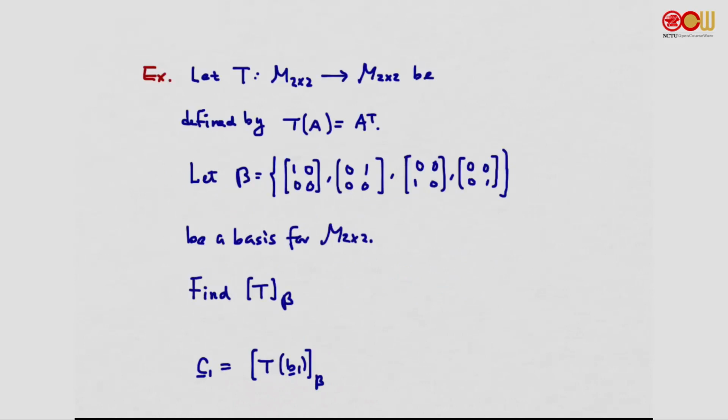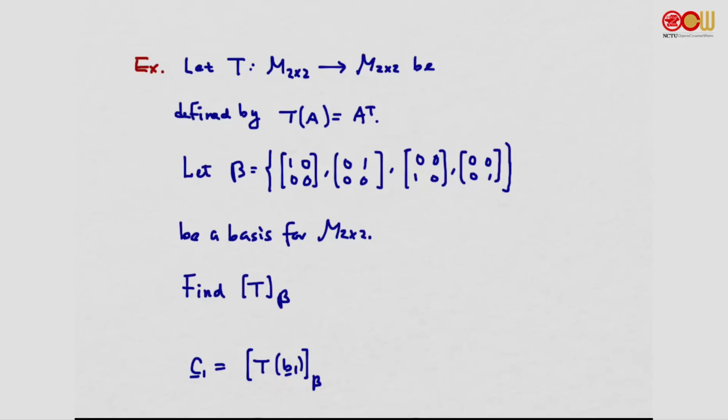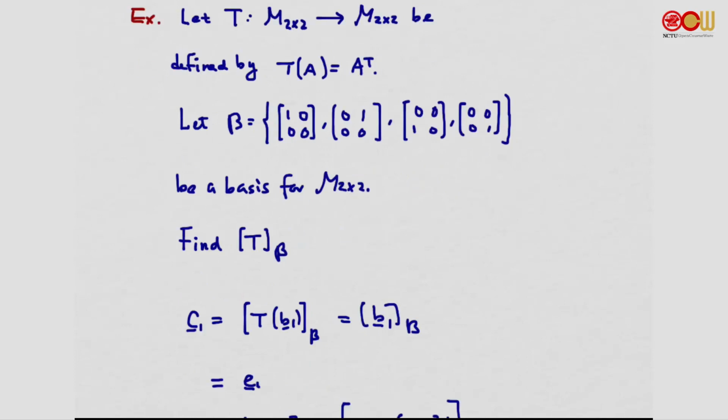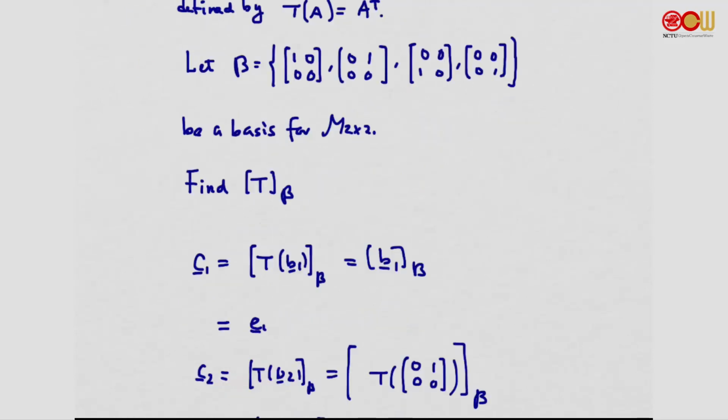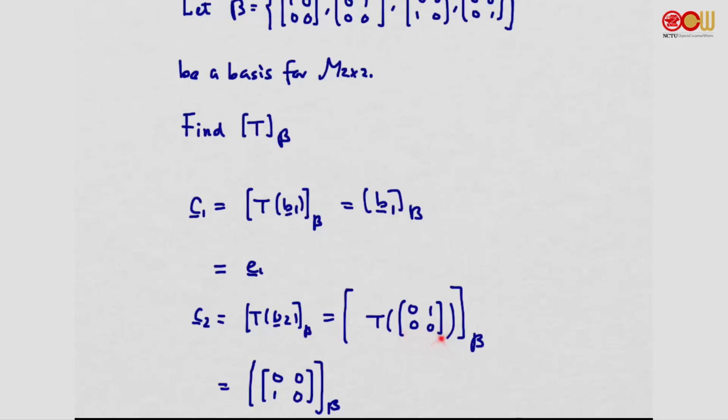Let's find the matrix representation of T with respect to the basis. The first column vector in the matrix representation is the coordinate vector of T(B1). If we plug in B1 here, the transpose of this matrix will be itself again. So we get B1 again, and the coordinate vector of B1 is E1. And the second column vector, C2, is the coordinate vector of T(B2). This is B2, we plug it in. The transpose of this matrix is this one, and if we consider the coordinate vector, then we get E3.